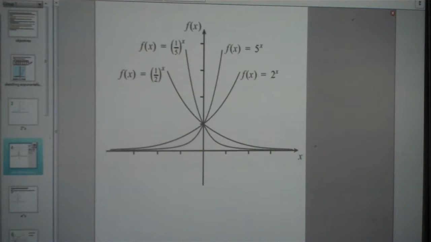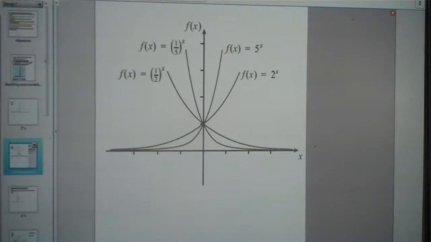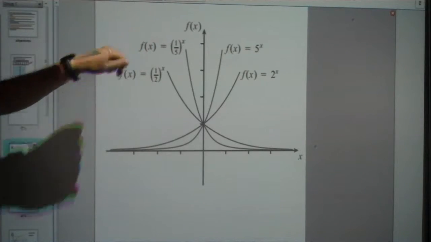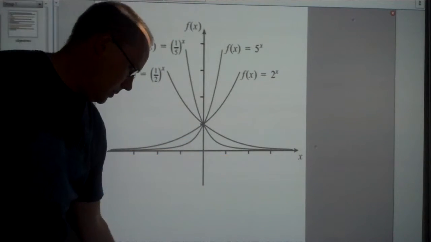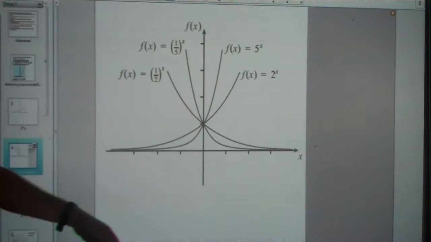Now you can also look at some similar graphs to see what happens if you use slightly different numbers. So if we choose a bigger number for our base, you can see that the graph is steeper. If I choose a number between 0 and 1, which is this fraction here, then you can see it actually goes the opposite way. And you can actually see that this is a reflection of this in the y-axis.